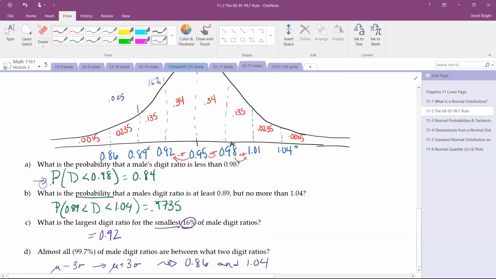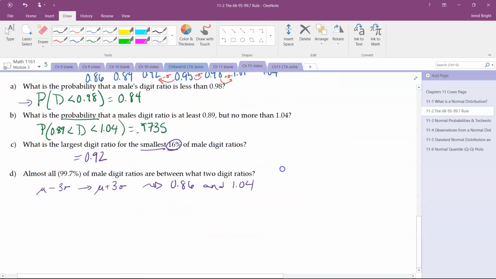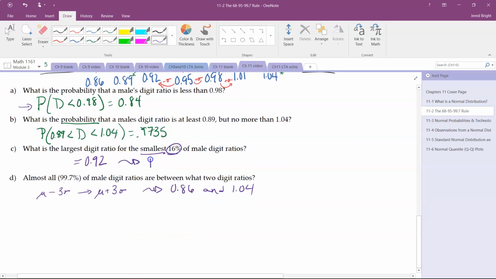So just keep in mind when you're working with these exercises, if it's asking for a probability, always include the statement. If it's asking for a value from the population, then just list the value. Technically, what you could do here is write a probability statement. It would be the probability that D is less than 0.92 is equal to 0.16. Oh, I'm sorry, I have these backwards. Try that again. P of D less than 0.92 is 0.16.